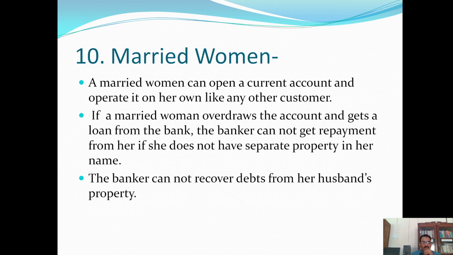Married woman. A married woman can open a current account and operate it on her own like any other customer. If a married woman overdraws the account and gets a loan, the banker cannot get a repayment from her if she does not have a separate property in her name. The banker cannot recover debts from her husband's property.